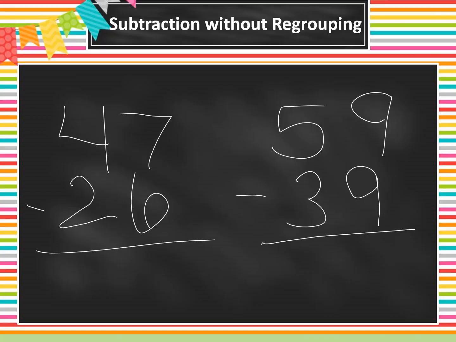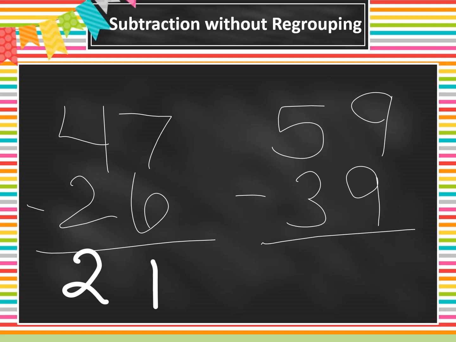Subtracting without regrouping. 47 minus 26. Well, the first thing we do, turn and tell your partner. Did you tell your partner we need to subtract the ones column? That was the right answer. 7 minus 6 equals 1. The next step is minus the tens column. 4 minus 2 equals 2. Our answer is 21.